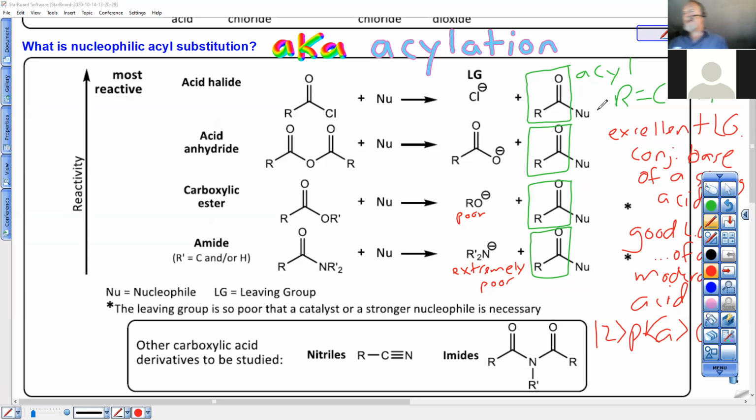This whole chapter is organized based on reactivity, so we will focus our studies first on acid halides, the most reactive carboxylic acid derivative in the chapter. And we will work our way down to the least reactive here. And we will also look at nitriles, which do not have a carbonyl, and imides, which have a nitrogen with 2 carbonyls. If you want an example of an imide there, look at thalidomide. That was an imide. Nitriles are found in many medicines.